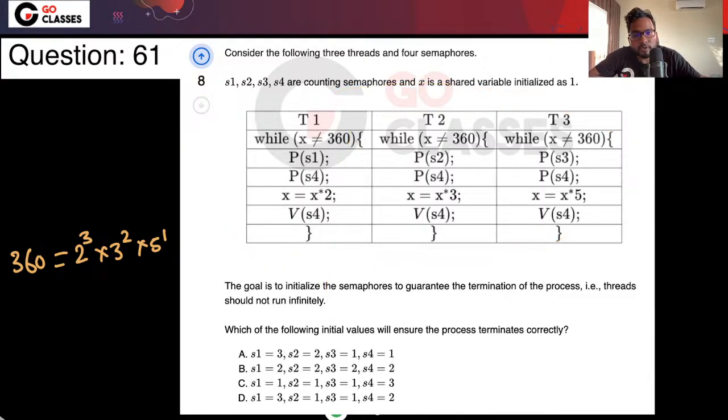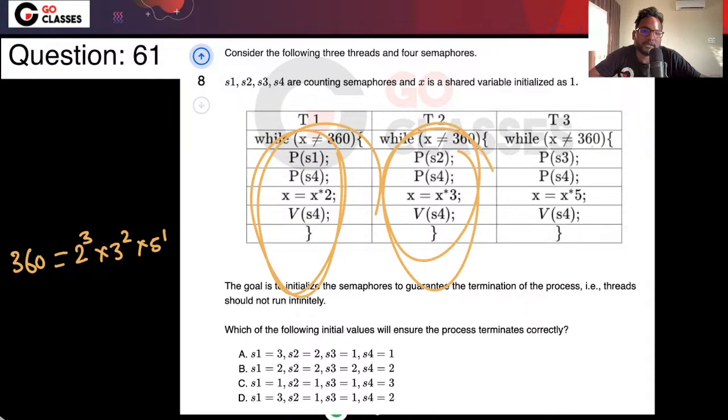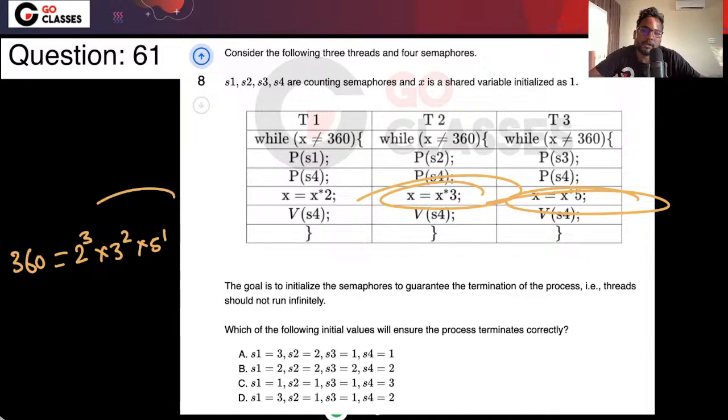So which means, since it is multiplying by 2, you should be running this 3 times, this 3 times, this 2 times, and this 1 time, because this is multiplying by 3, this is multiplying by 5. Okay, like this, right? So basically 3 times, 2 times, and 1 time. And this is just something which is protecting. So this is just a kind of binary semaphore. Okay, it is just for the protection. Understood?